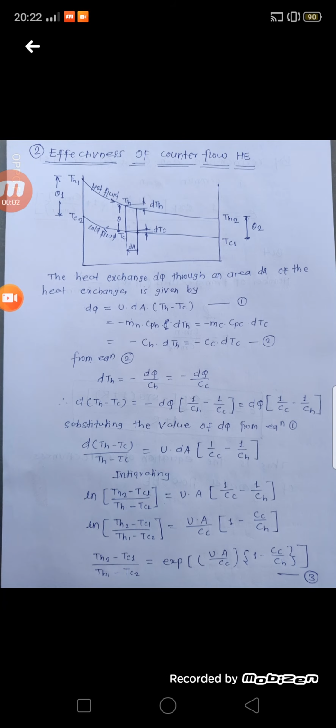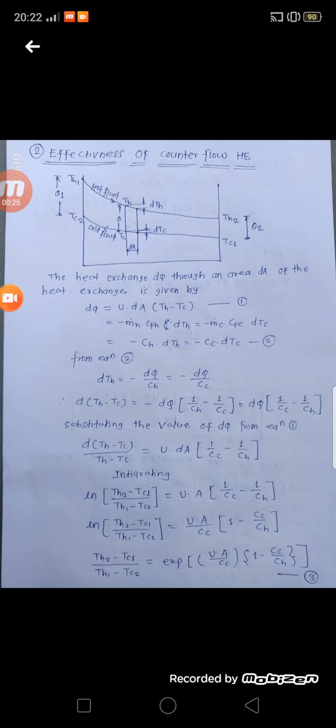Good afternoon, friends. In the last lecture, we discussed effectiveness and the NTU method: what is meant by effectiveness, what is meant by NTU, what is meant by heat capacity ratio, and after that, we derived the equation for the effectiveness of the parallel flow heat exchanger.